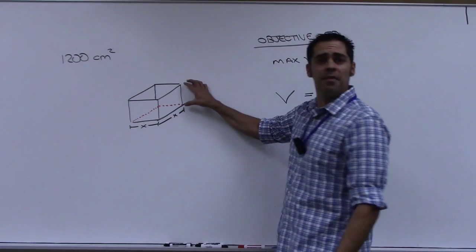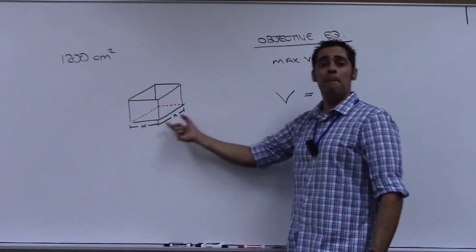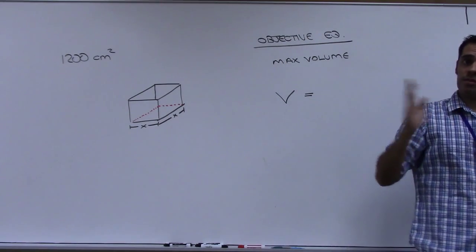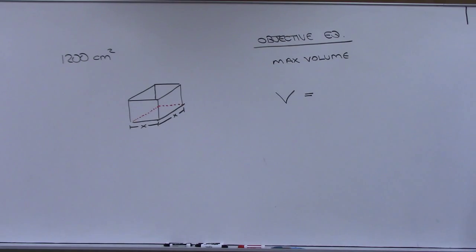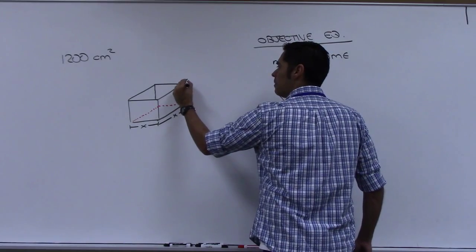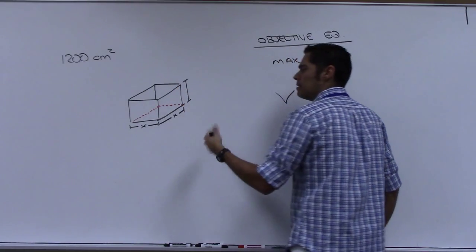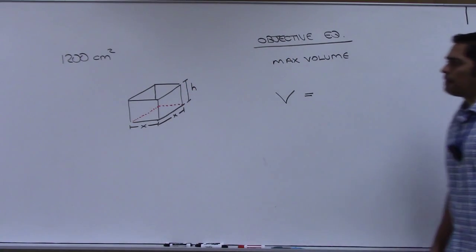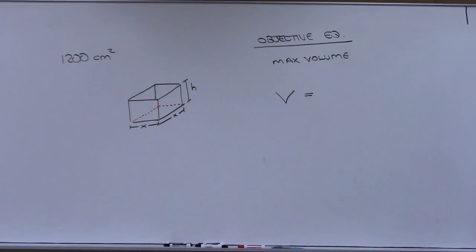But I cannot say that this is X, because they said it's a square base, but it didn't say that it had to be as high as it was wide. It could turn out that way, but I can't say that yet. So why don't we call this height H? I don't understand why we couldn't assume that was X. Because it doesn't say it was.